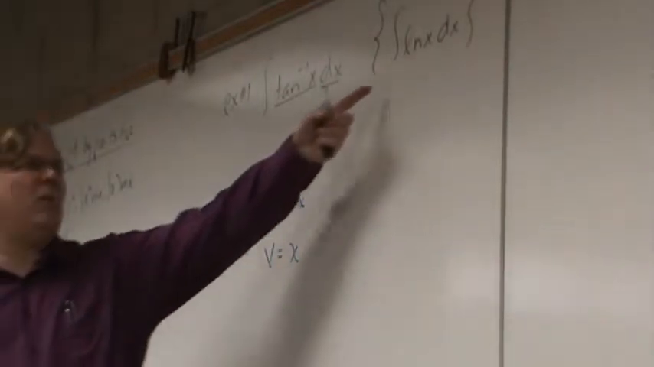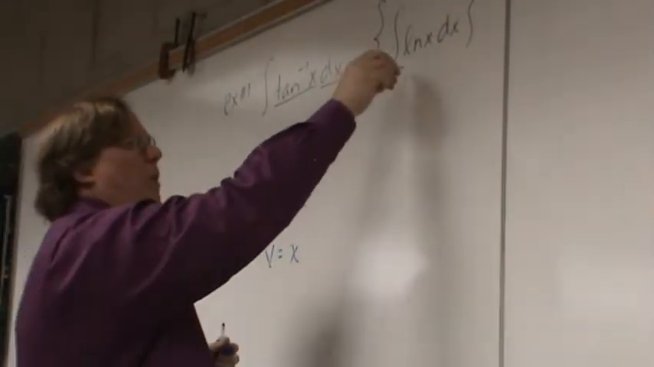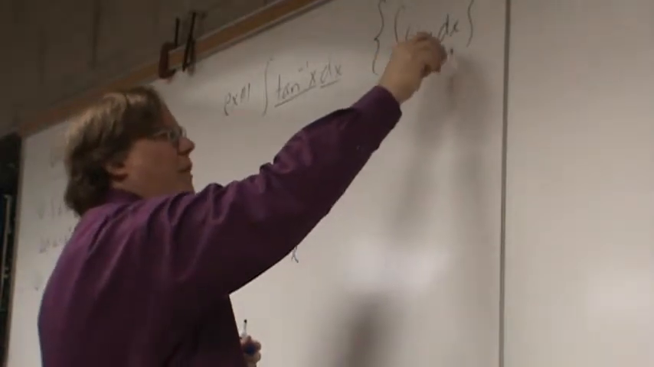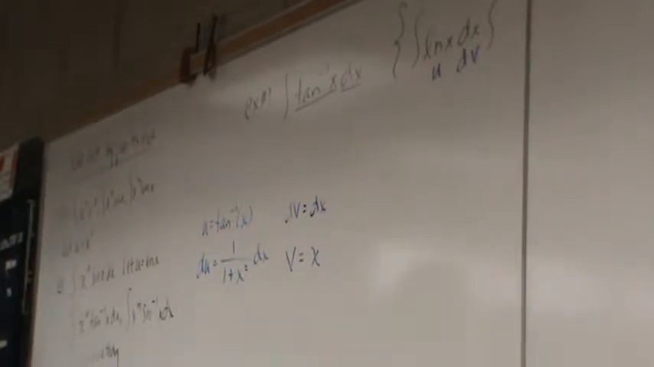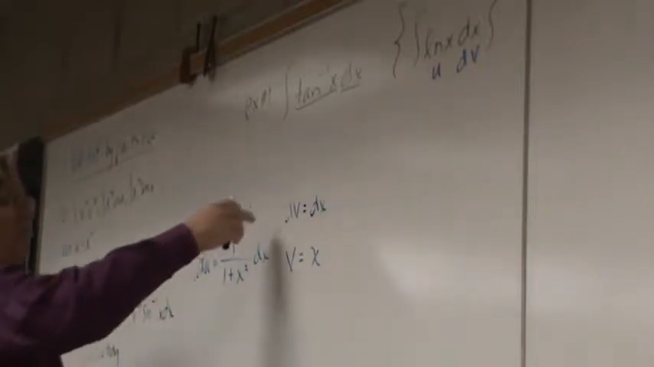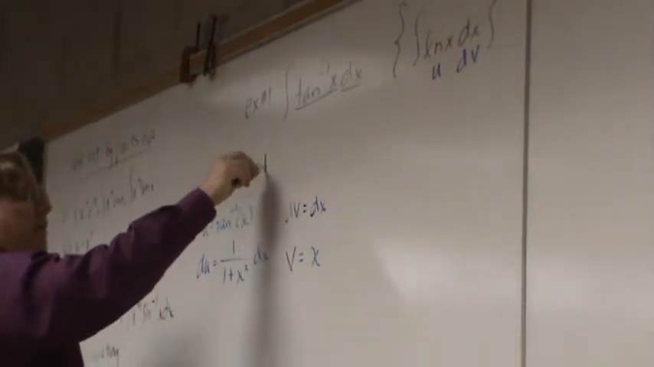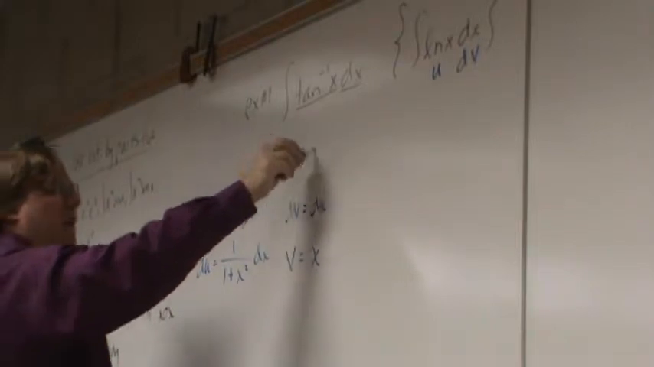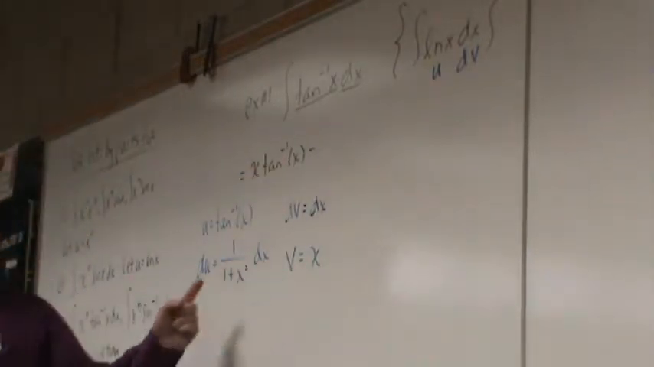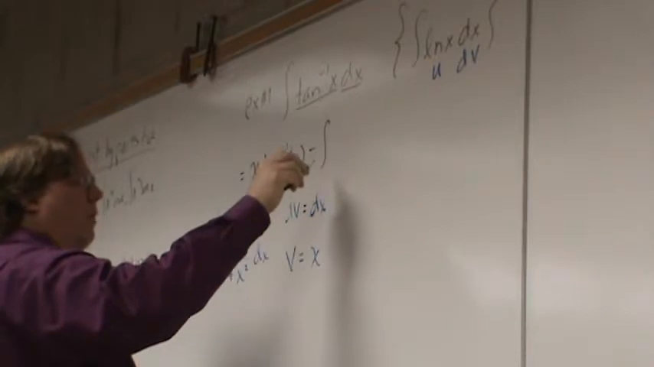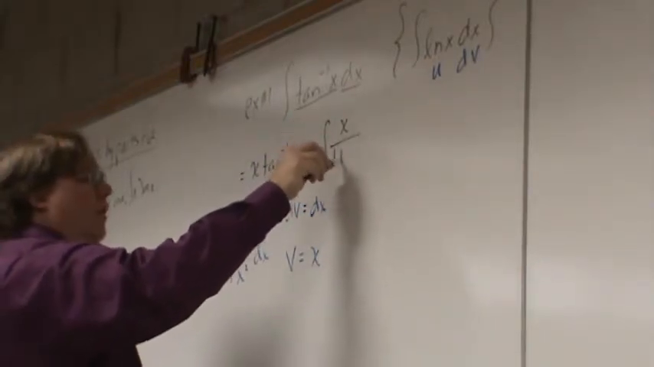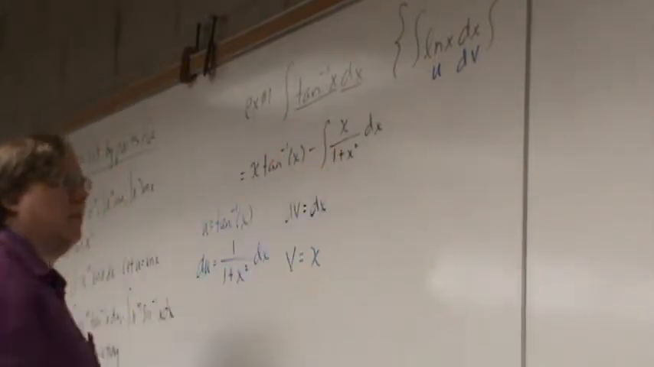And that's the sort of thing that would happen here as well, where your log natural would be u, and then your dx would just be dv. And that enables you to get the antiderivative. So here, let's go for it. So this becomes uv, so I get x times the inverse tangent of x minus the integral of v du. And so I get the integral of x over 1 plus x squared dx.